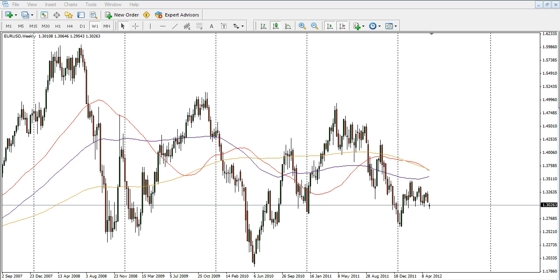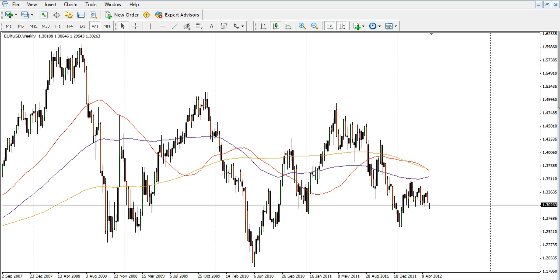For any new followers, we have 3 moving averages on each of the charts here. The red one is 55 simple moving average, the purple is 100 simple moving average, and the gold is a 200 simple moving average. Okay, let's not waste any time, let's go straight to Euro dollar.